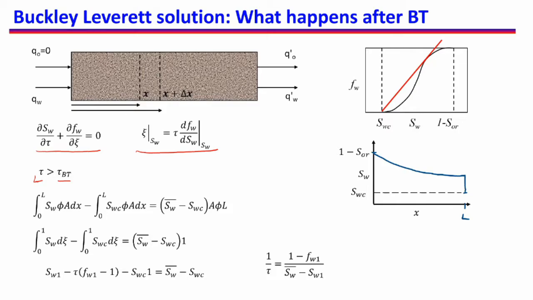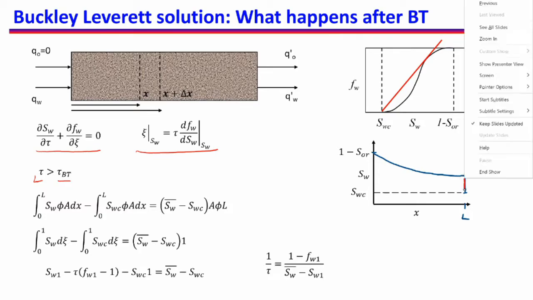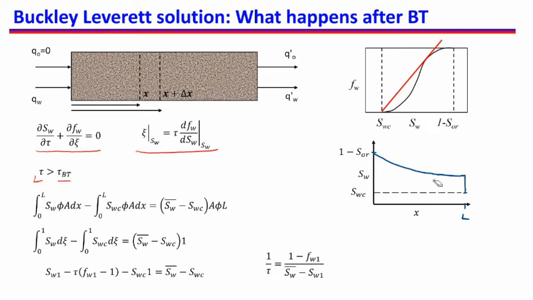At the time of breakthrough, my front has already reached x is equal to L. So after breakthrough, what is happening? Different saturations are reaching my x is equal to L, or xi is equal to 1. So now at production we are producing both oil and water. When we are producing both oil and water, how do we find recovery? Because now recovery cannot be equal to the pore volume of water injected, because now we are producing water also. So that water we need to subtract to find the total oil volume that we have recovered.